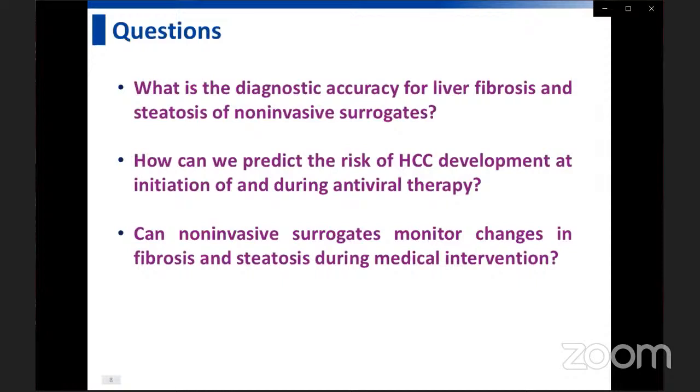Question: what is the diagnostic accuracy for liver fibrosis and steatosis of non-invasive surrogate? How can we predict the risk of HCC development at initiation of and during antiviral therapy? Can non-invasive surrogate monitor the changes in fibrosis and steatosis during medical interventions?